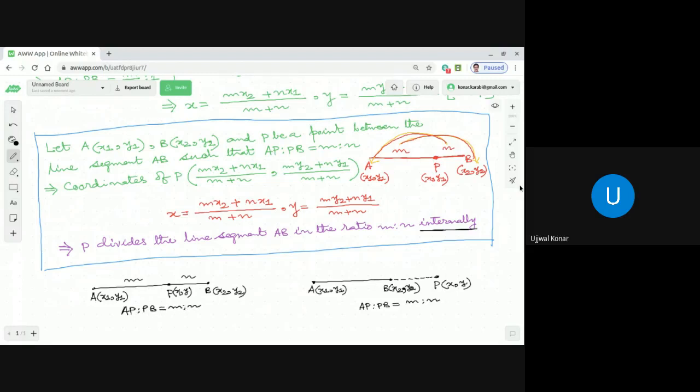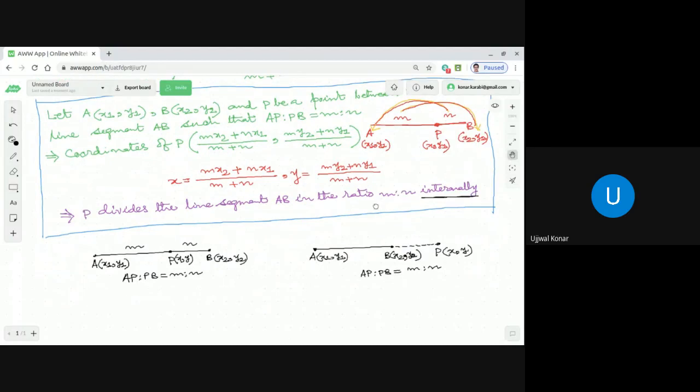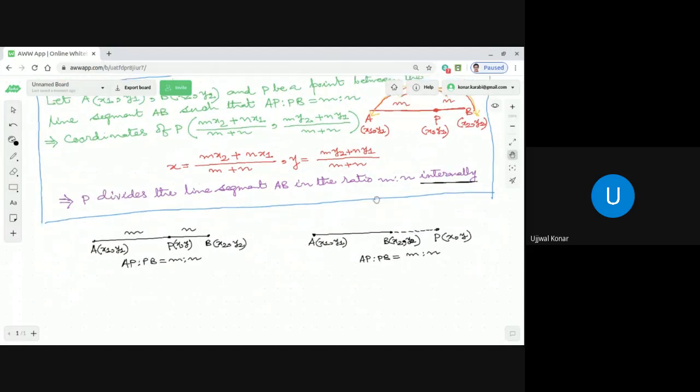But there is a fundamental difference between these two, dear students. In the first case, it is called that P divides AB internally in the ratio m is to n. And here, we also write that P divides AB, but externally, in the ratio m is to n.